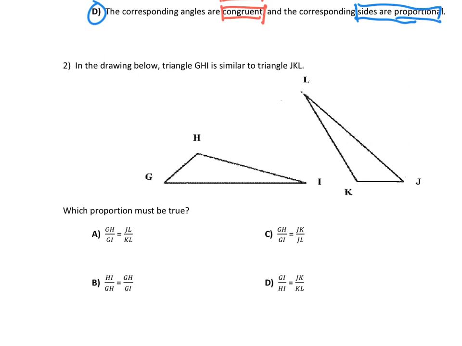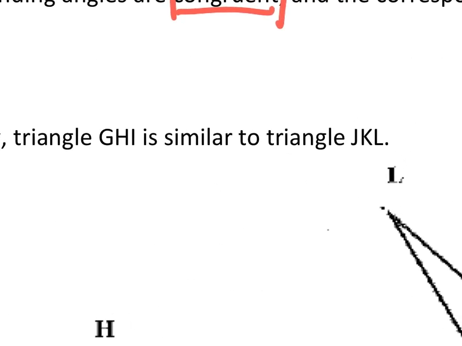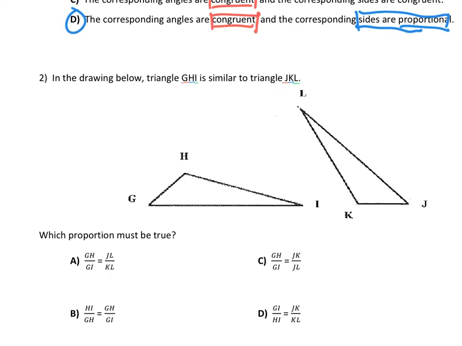Now, on number 2, it says, in the drawing below, triangle GHI is similar to triangle JKL. The order of those matters. So I'm going to look at this part real quick. I need you to know that G is going to be related to J. H is going to be related to K. I is going to be related to L. Those are going to be our similar angles.